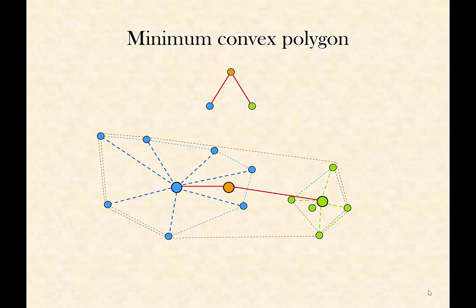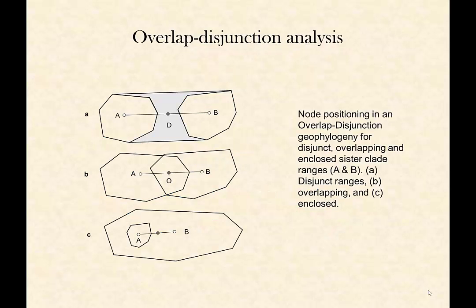So what I've done is I've built minimum convex polygons around the set of points for each taxa. And then as we move up to the next, the higher node, we build a minimum convex polygon around both sets of points, and we do that all the way up the tree, building these MCPs all the way up the tree. Then when we've got these MCPs all the way up the tree, we look at how they overlap.